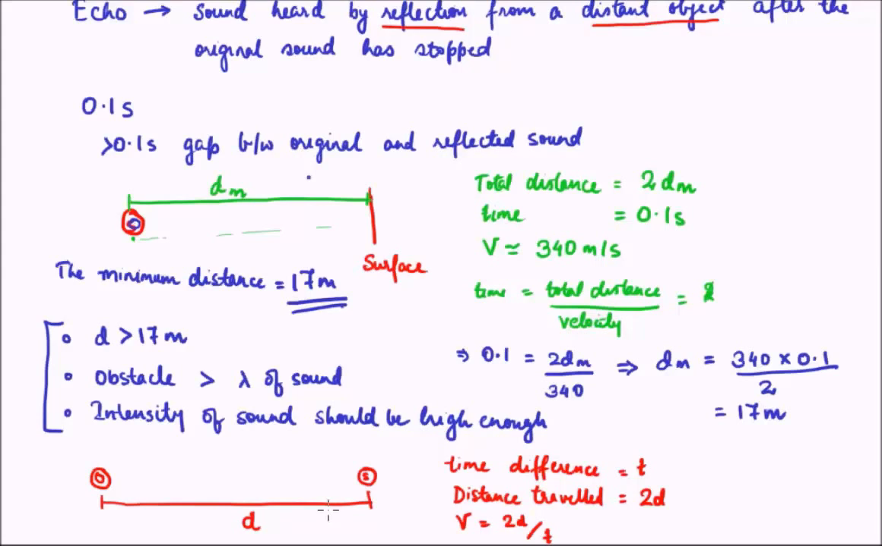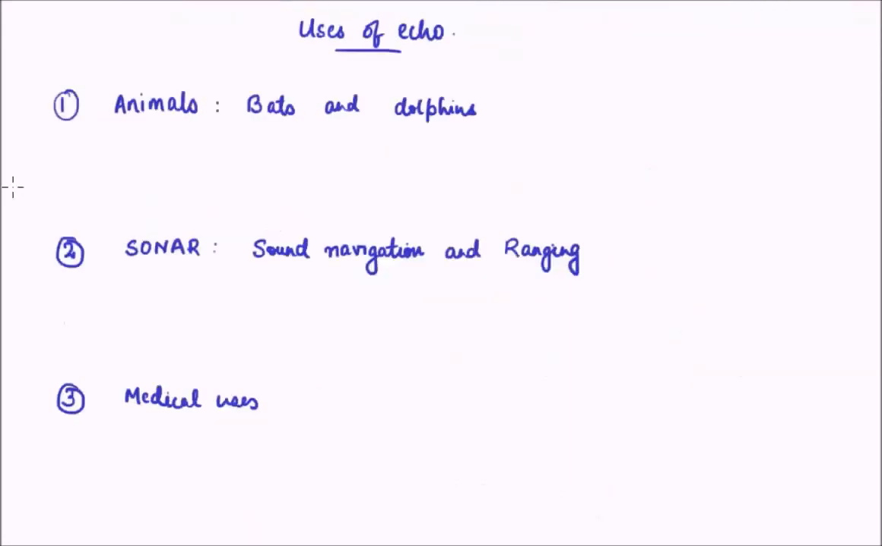That's exciting. But the point to note here is that you need to be at a minimum distance of 17 meters, else you will not be able to differentiate, as we have already seen. So this gives you an overall idea about the concept of echo. Next, let us see some of the practical uses where echo is put to use. Echo is put to use in several scenarios, as we will see now.